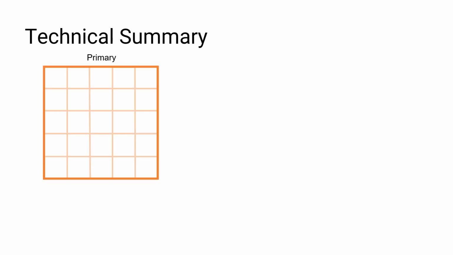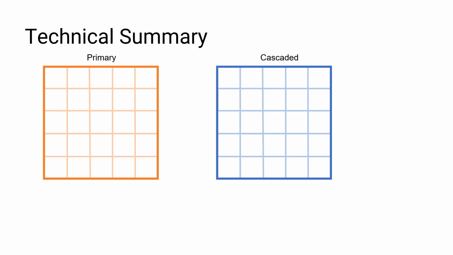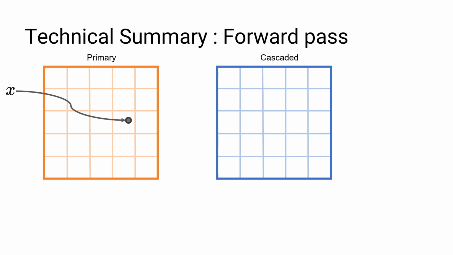Next, we look at the technical details of differentiable indirection. At minimum, our technique requires two arrays. We call the first array storing the pointers as primary, and the second array storing the output values as cascaded. In the forward pass, we first query the primary array with an input coordinate x, and fetch the cells bounding the query location. We pass the cell values through a constraining nonlinearity f.